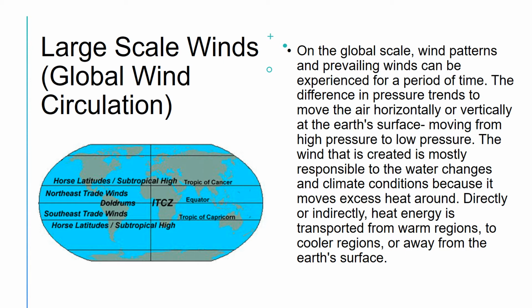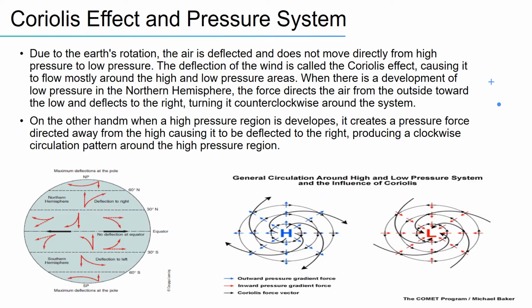So, kaya nga dito sa Pilipinas, nakakaramdam tayo ng malamig na panahon kasi meron tayong global wind circulation. So, syempre, yung hangin na galing sa northern part ay naitutulak papunta dito sa atin. No? So, malamig na hangin na itutulak dito sa atin kaya nakakaranas din tayo ng malamig na panahon.